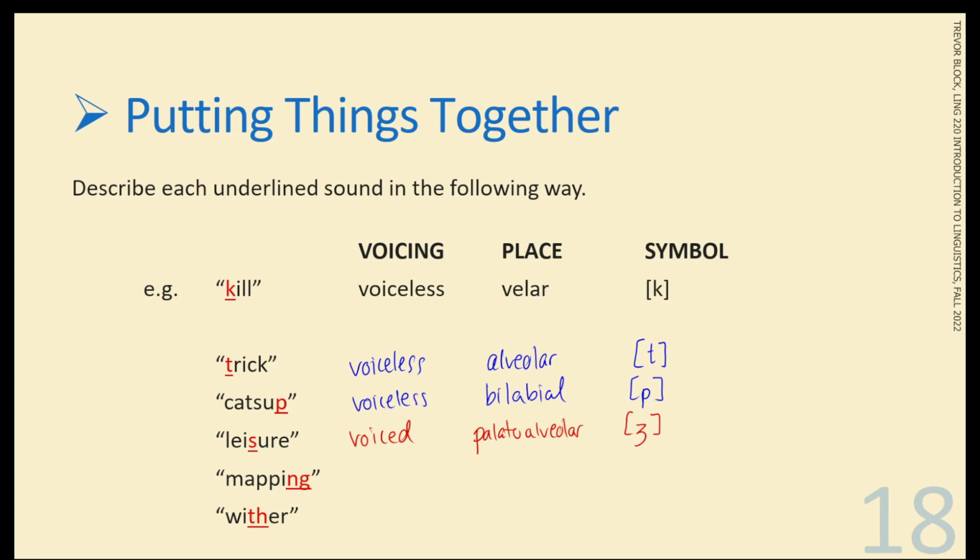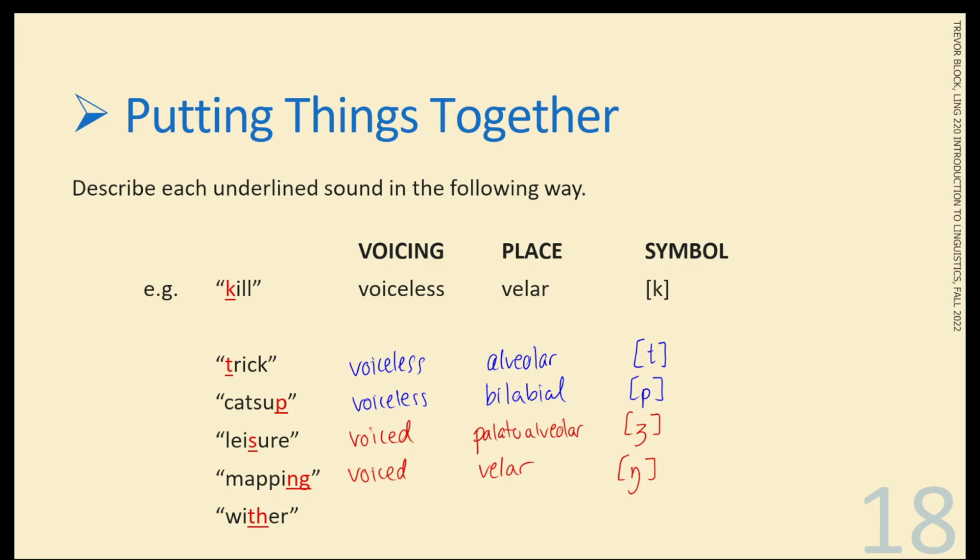What about mapping? Ing, ing. It's a nasal sound, so we're going to get voicing there. In fact, you can feel ng. You can feel some vibrations. This is towards the back of the mouth. In English, this is velar. And this is going to be your eng, your engma, your N with the little hook. Looks like an N and a G together.